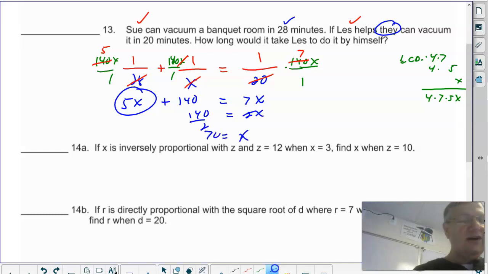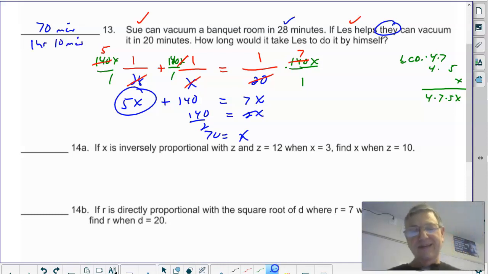Man, Les, you are slow, dude. 70 minutes, or 1 hour and 10 minutes, if you want to put it that way. 1 hour and 10 minutes less is slow. All right. Sue, you are fast. All right, so that's the situation with the banquet room.